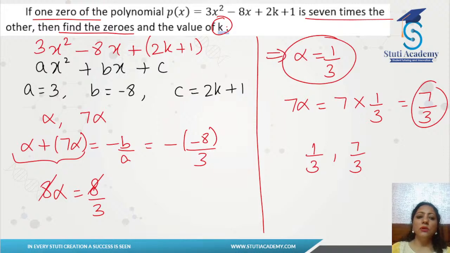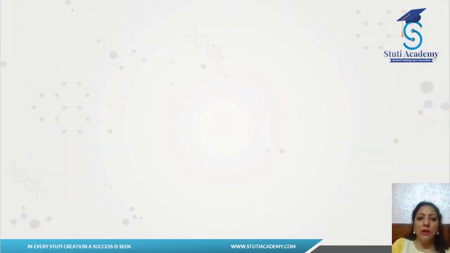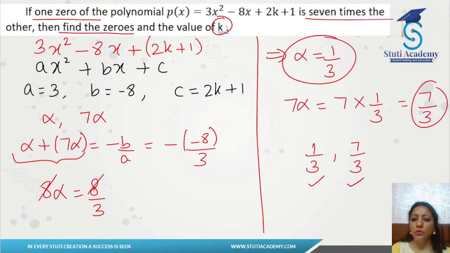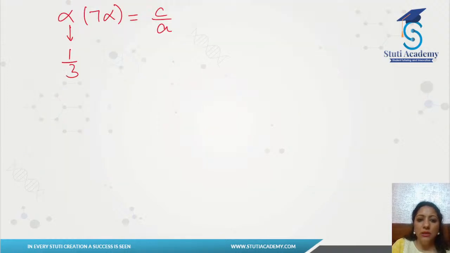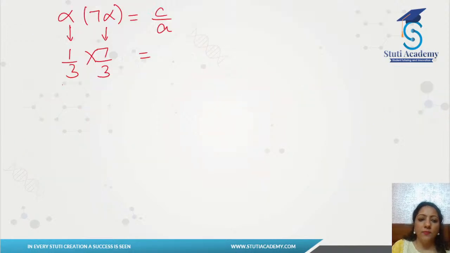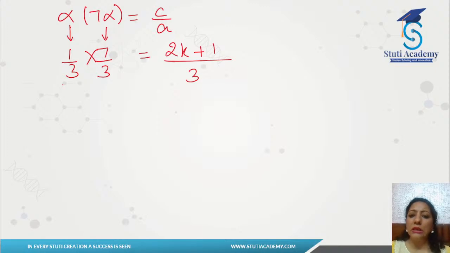Now we already know that the product of the zeros, alpha and 7 alpha, is same as c upon a. So now I'm not using alpha and 7 alpha. I'm using the values because I already know 1 by 3 and 7 by 3. They are the zeros. So I am writing this as 1 by 3 and this one as 7 by 3. So this is same as c upon a. C is 2k plus 1. A is 3. So this is 2k plus 1 upon 3. From this equation, we are going to solve for k.